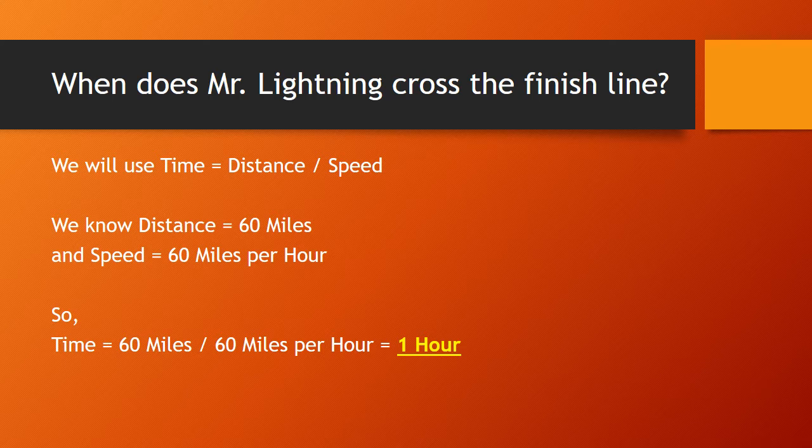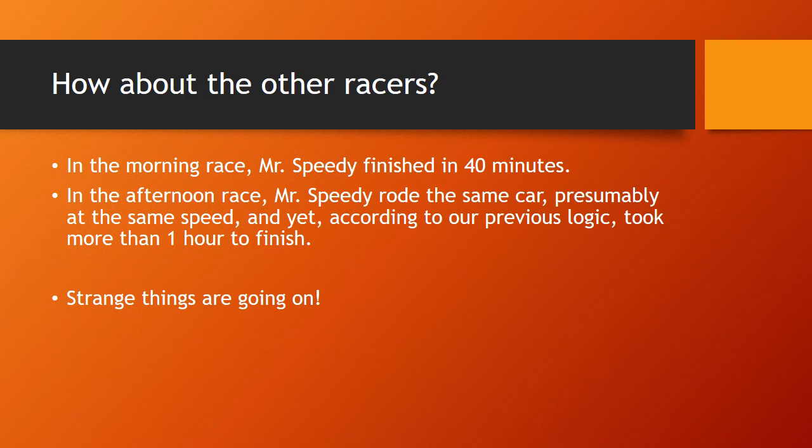Since Mr. Lightning wins the race, the other 3 racers must therefore take more than 1 hour to cross the finish line. How much more than 1 hour? That's difficult to say at this time. Remember that in the morning run of the race, Mr. Speedy finished the race in 40 minutes. In the afternoon race, Mr. Speedy is riding the same car and presumably at the same speed, but now it takes him more than an hour to finish the race. Strange things are clearly going on, and we can tell right away that our old formulas, and indeed our entire old way of thinking, is not going to give us the answer.